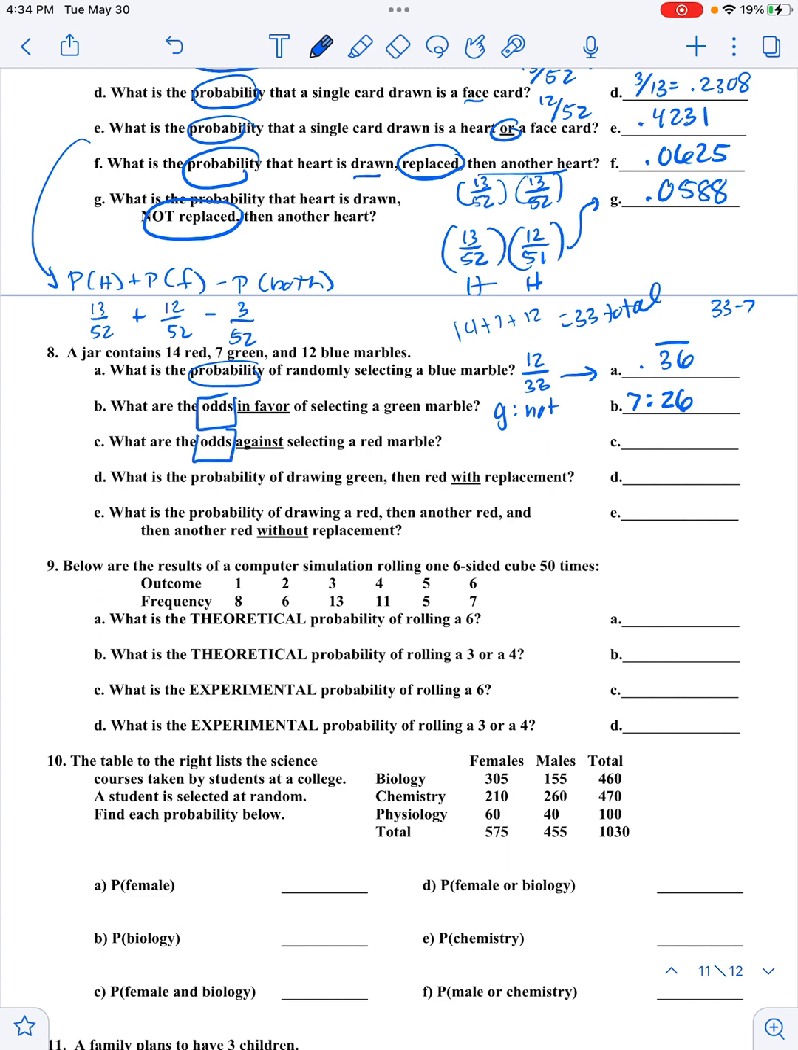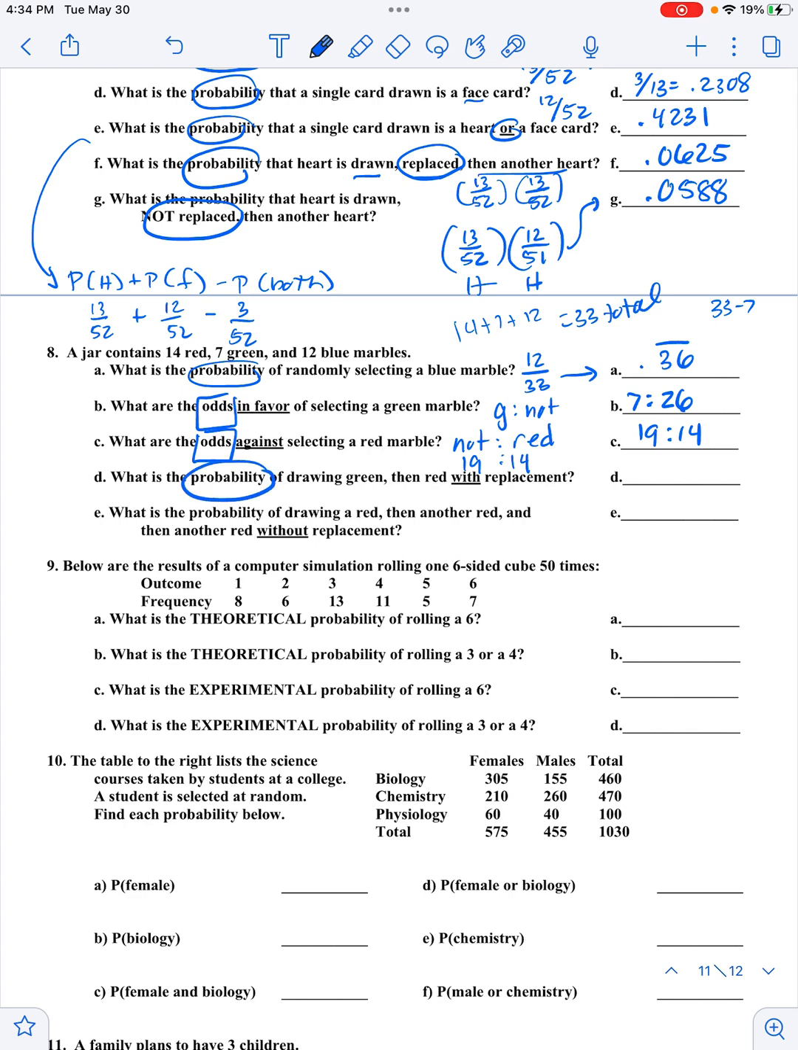Here we're doing odds again. Against selecting red means not red, and then second number is going to be red. So the ones that are not red, well, first of all, there's 14 that are red. So I have 33, which means the other ones that are not red would be 19. And again, 19 and 14 don't have anything that can reduce, so it stays as 19 to 14.